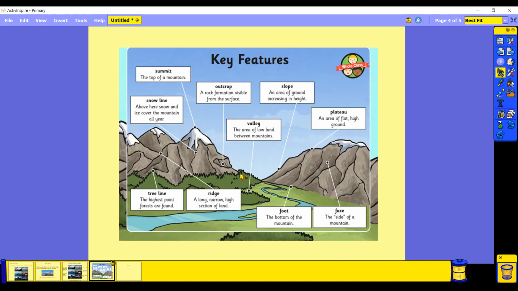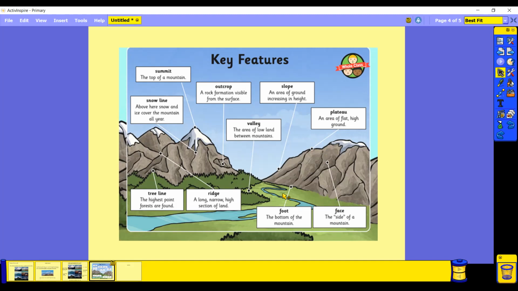So you can see here. The slope, a slope is an area of ground that is increasing in height, so it's sloping up or sloping down. The plateau is an area of flat, high ground. So if you see any mountains with flat tops or very high up, there's sort of a flat ridge, that would be a plateau.